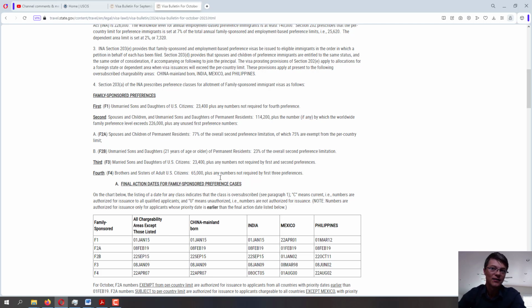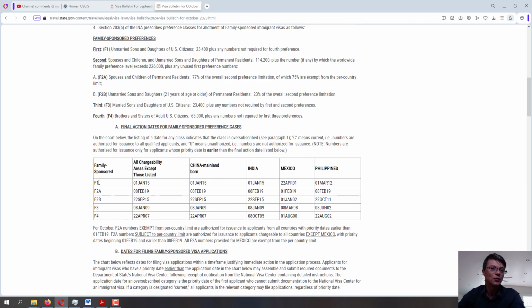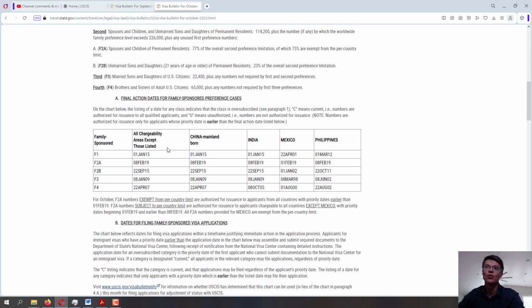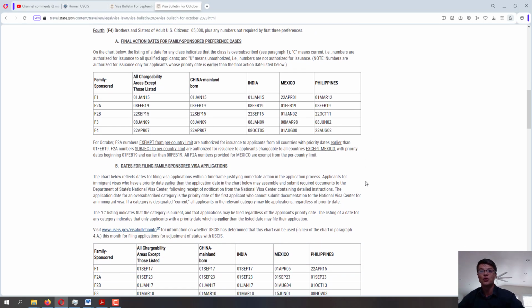So if you're in F1, obviously you will be looking at the F1 row right here. There are also the chargeability areas. As you can see, there's all chargeability for the rest of the world, which is all the countries out there except China, India, Mexico, and Philippines. These four countries do have their separate chargeability area. So if you are from one of those four countries, then you're obviously going to be looking at the corresponding column.